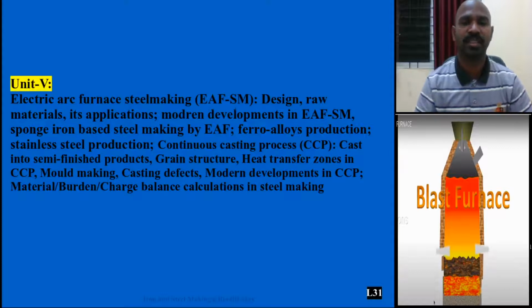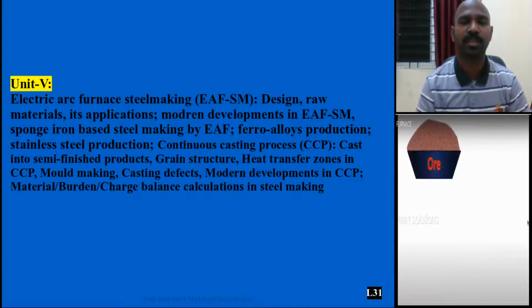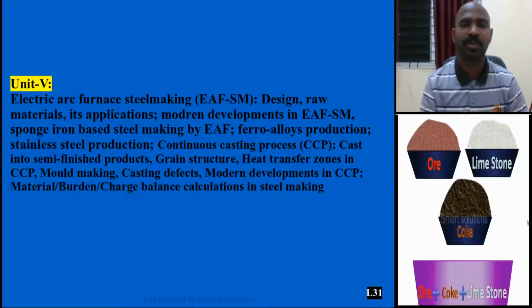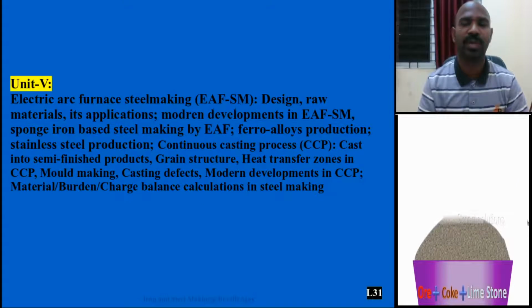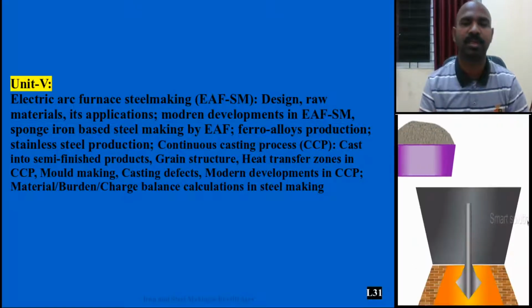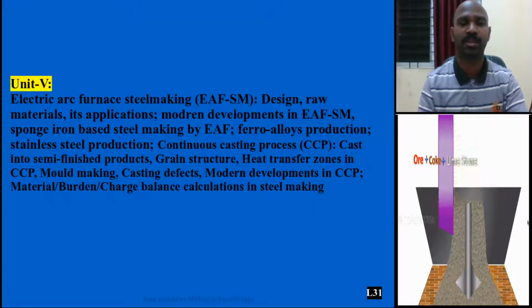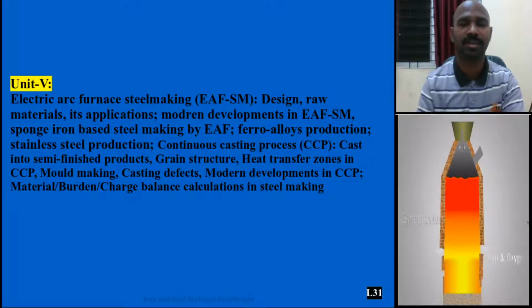Welcome to lecture 31. In this lecture we are going to learn about unit 5. What is the content of unit 5? It broadly speaks about the electric arc furnace steelmaking process and its design perspective, and the raw materials used to produce steel through the electric arc furnace, such as solid state pig iron, a combination of steel scrap and pellets, DRI, ferroalloys and stainless steel production.